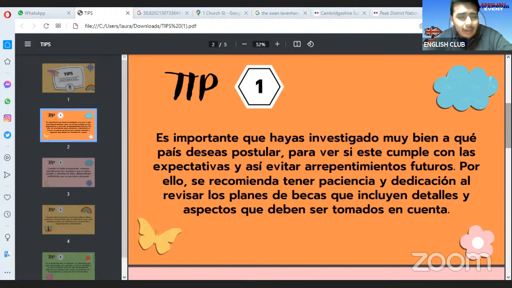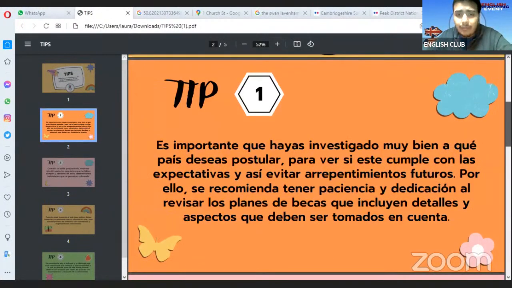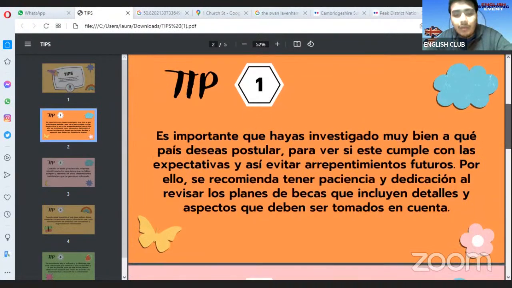Todas las becas que te ofrecen para viajar tienen bastantes especificaciones y requisitos, y es muy recomendable que puedas revisar absolutamente todo, así no tendrás ningún inconveniente o problema después de haber aceptado o ya habiendo procedido con la beca. Vamos a pasar con el siguiente tip.